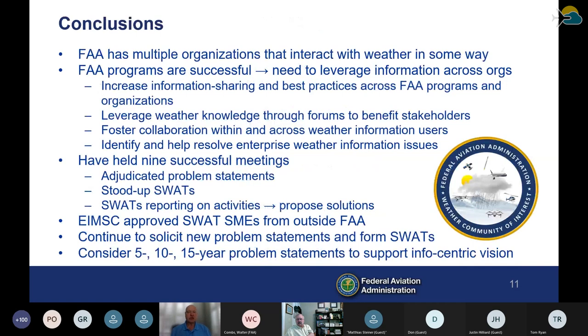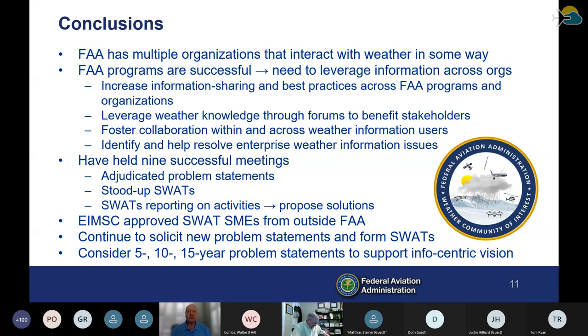So here's my last slide. Here's what I told you about. We have multiple organizations that interact with weather in some way, but of course we have silos of excellence. We're not necessarily talking to each other. We did that through the community of interest, and we've increased our information sharing, communicate with each other, and better understand what the different parts of the FAA are doing as far as weather.